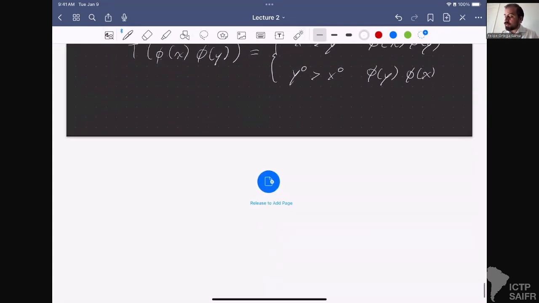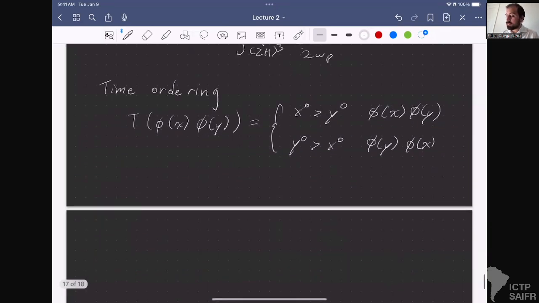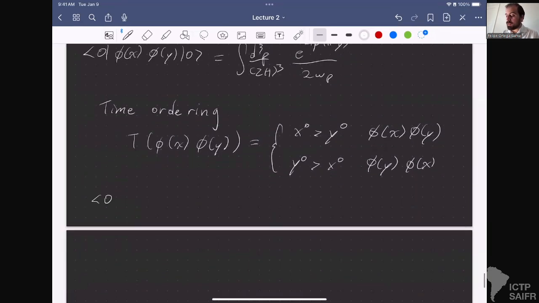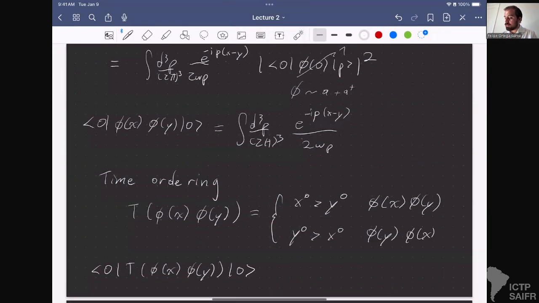This is something that we will do in the next session, to calculate the vacuum expectation value of the time order operator of the two fields. Okay. And spoiler alert, this is called the Feynman propagator.